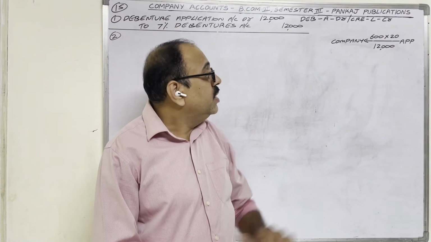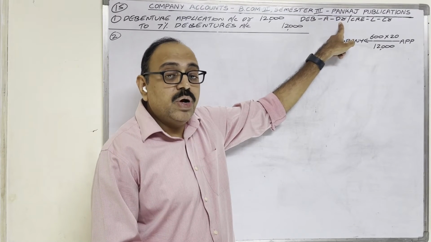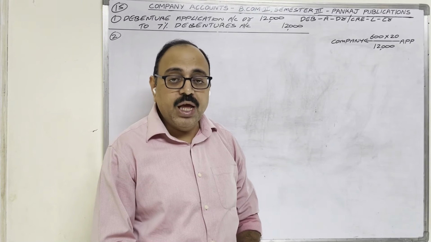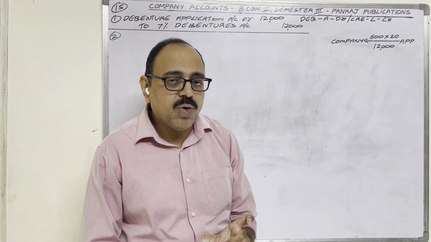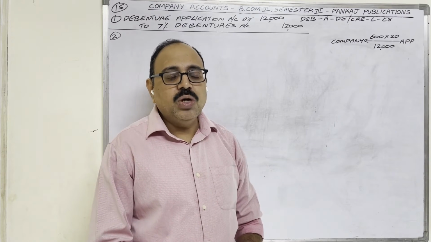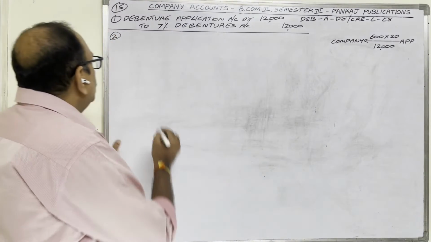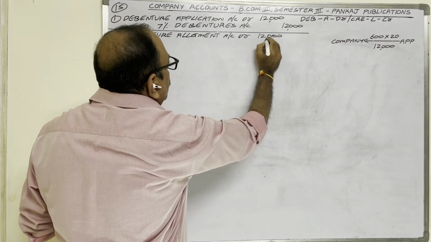For 12,000, applicants are debtors. So debtor is an asset, and an asset shows a debit balance. Therefore, we have to debit applicants' names. Instead of debiting their names, we debit debenture allotment account. Therefore, debenture allotment account is also a personal account, because instead of writing applicants' names, we are writing debenture allotment account. Applicants are debtors for 12,000.